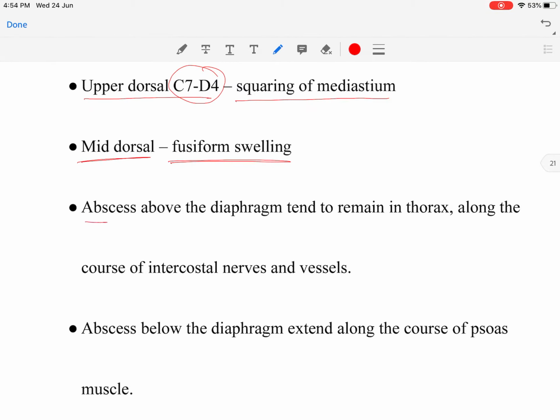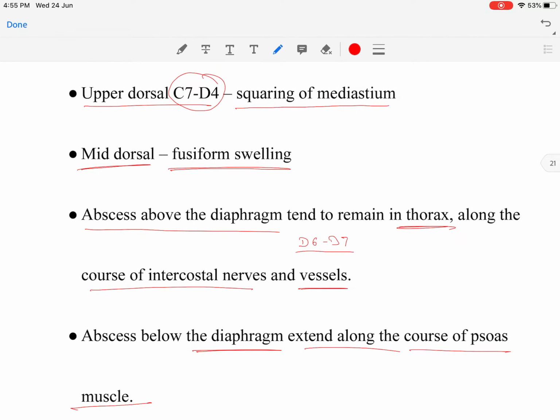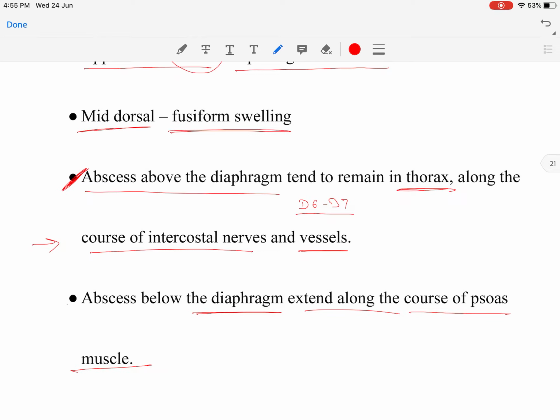The abscesses that are above the diaphragm, which is the level of D6 D7, tend to remain in the thorax along the course of the intercostal nerves and vessels, while the abscesses which are below the diaphragm level extend along the course of the psoas muscle. So the abscesses in the upper dorsal region will present in the course of the intercostal nerve and vessel, while the abscesses below the diaphragm level will present as a psoas abscess.